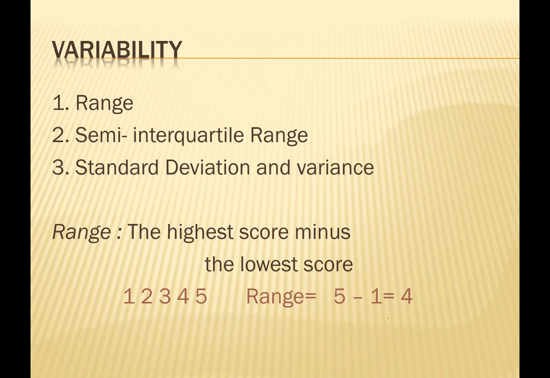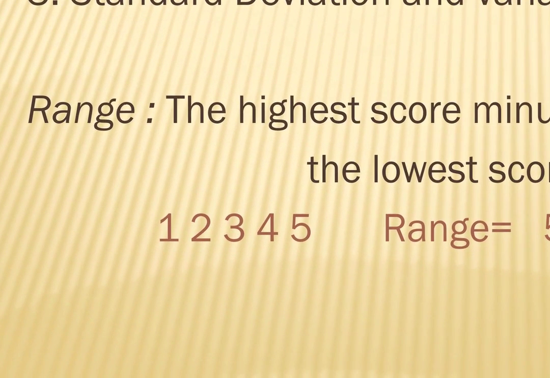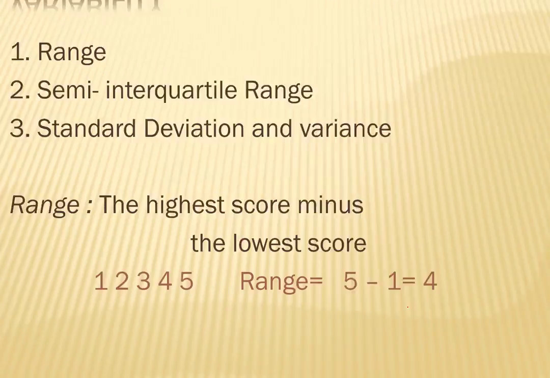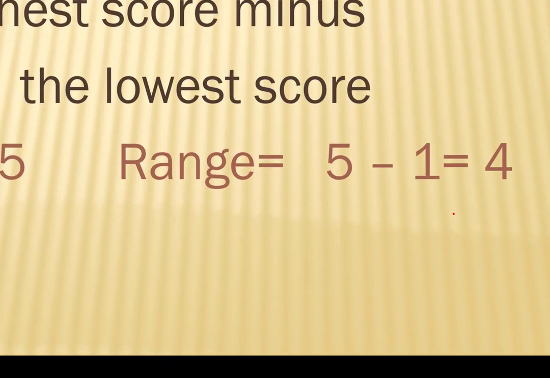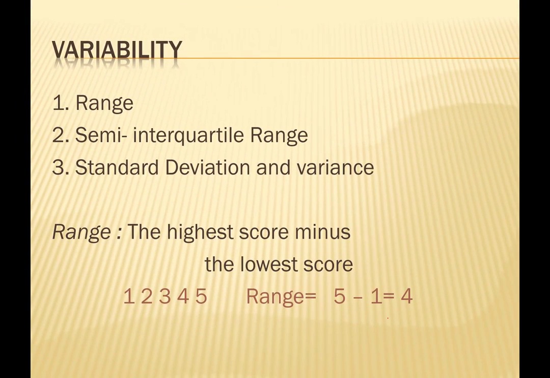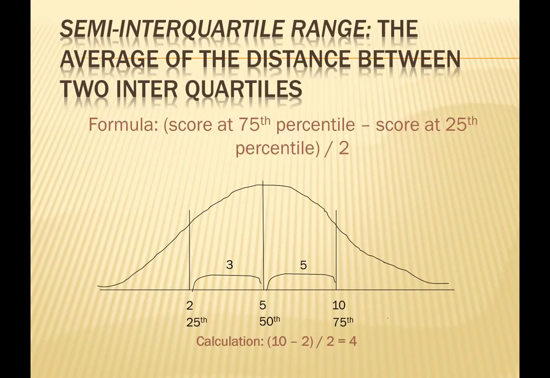So variability is measured by using range or semi-interquartile range or standard deviation and variance. And I put standard deviation and variance together as we will see that they kind of go together, right? So range first is defined as the highest score minus the lowest score. So here's another simple example: 1, 2, 3, 4, and 5. So let's assume that these are our numbers. What would be the range? The range would be the highest score minus the lowest score, which is 5 minus 1, which equals 4, right? So you would say the range is 4 points.